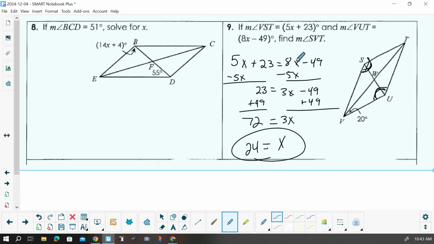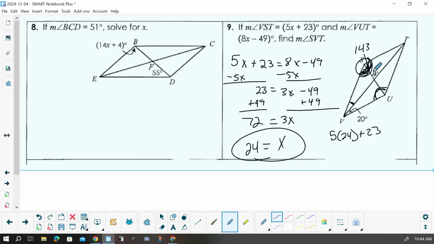All right, so my x is 24, but the question says find angle SVT. So S is there, V is here, T is right there. So it wants to know this angle right there. Okay, this is the one it's asking for. So here's what I'm going to do. I'm going to take this 24 and plug it back in here to find out what this actual angle is right here. Either one of those is the same, so I'm going to plug it into the 5x plus 23. So 5 times 24 plus 23 is 143 degrees. So this actual angle is 143 degrees.